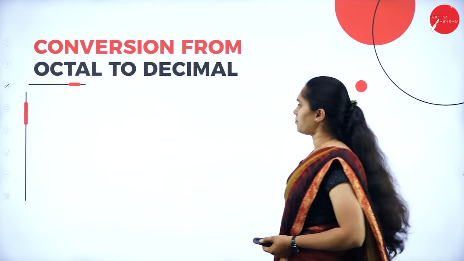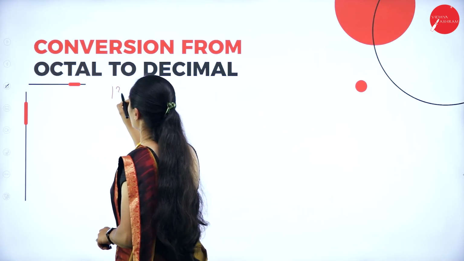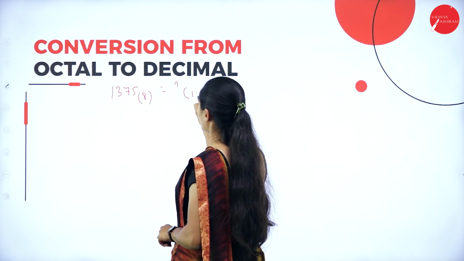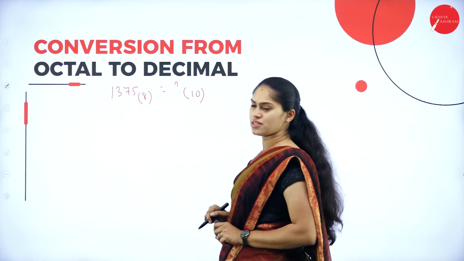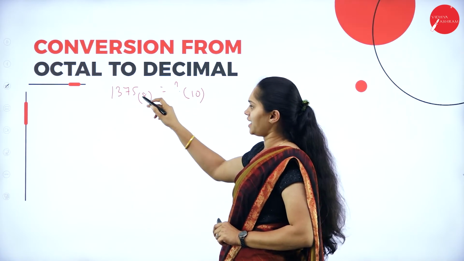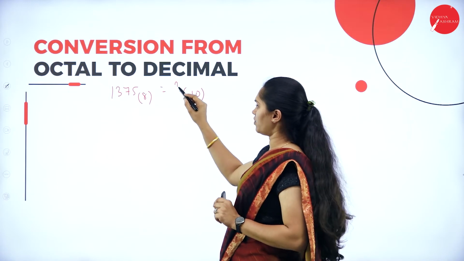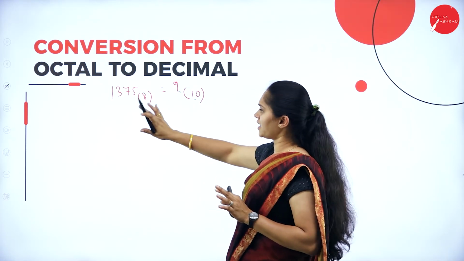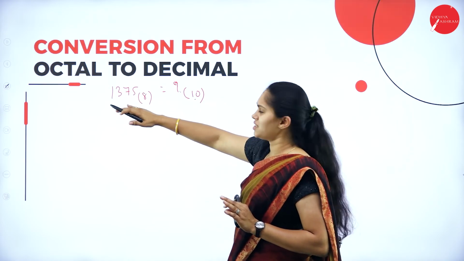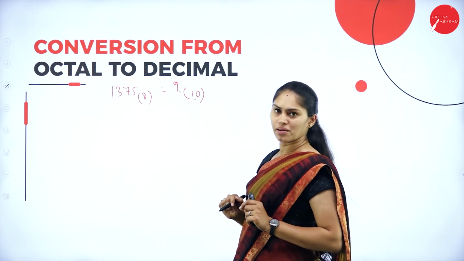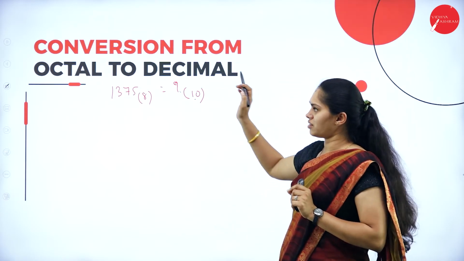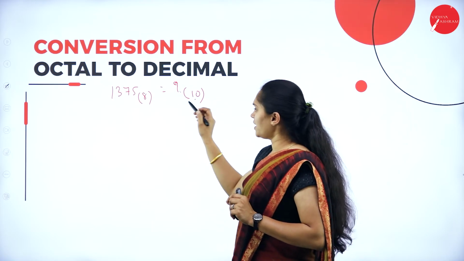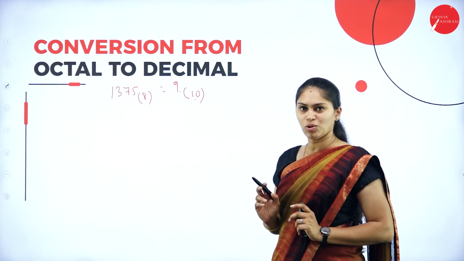We'll see one more example here. Let me consider the number 1375, which is of base 8, to be converted into decimal. Even in your examination you are going to get a question like this: any number with its base is equal to question mark and the base. That means, indirectly, it says that we should convert the given octal number to a decimal number. If they are not mentioning it as converting octal to decimal, by looking at this base or radix you must be able to understand.